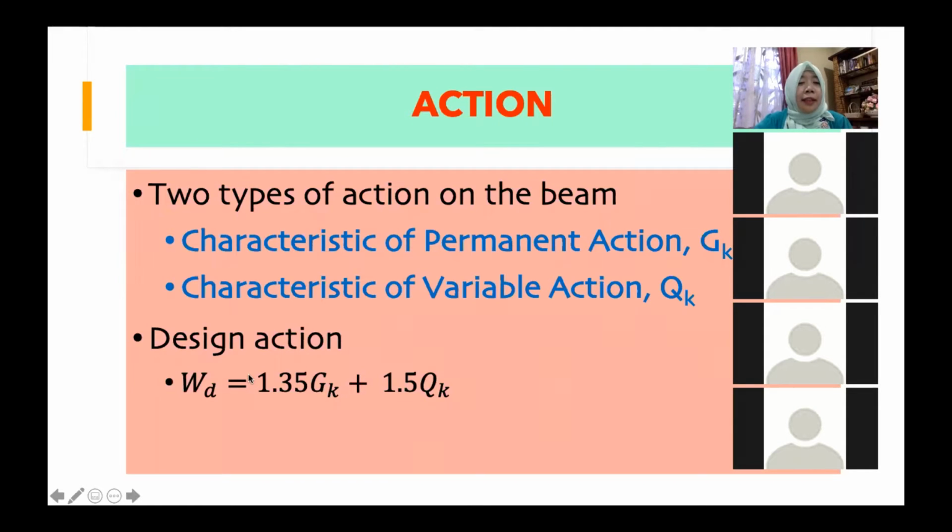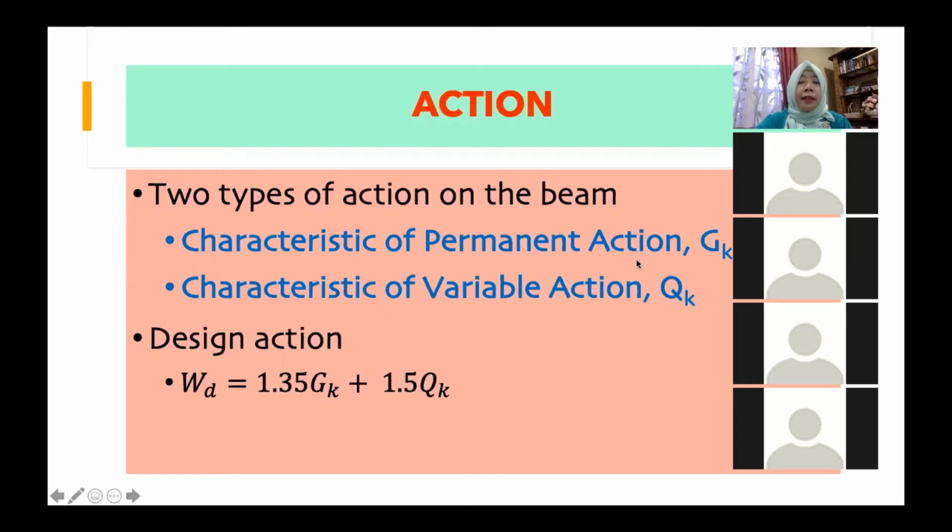Action actually consists of two important types. It is called characteristic of permanent action, GK. K means characteristic, similar to the strength, FCK. So G here is permanent. And the other one is characteristic of variable action, QK.